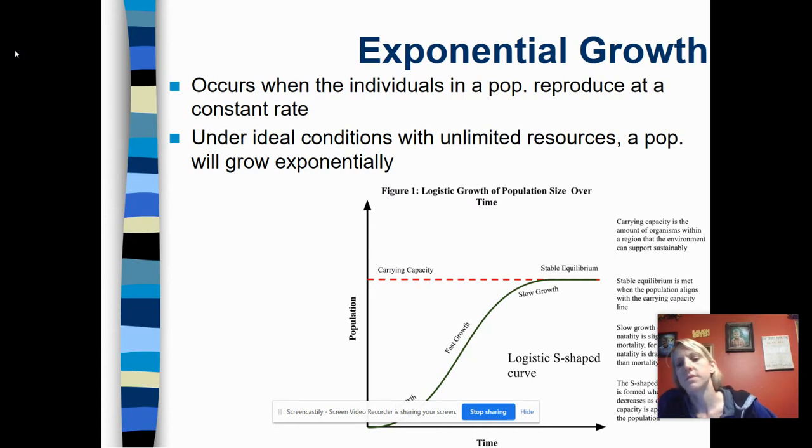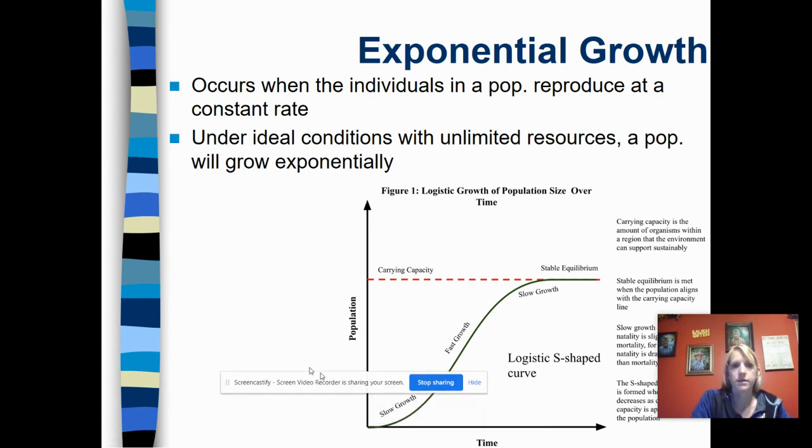I am going to talk briefly about 4.1, which talks about population growth. There are two different types of population growth. There's exponential, where it grows with unlimited resources. So basically, it just grows and grows, and it doesn't stop. It keeps growing consistently.